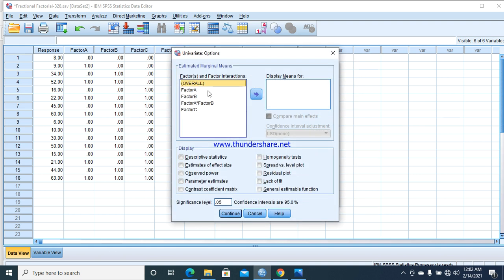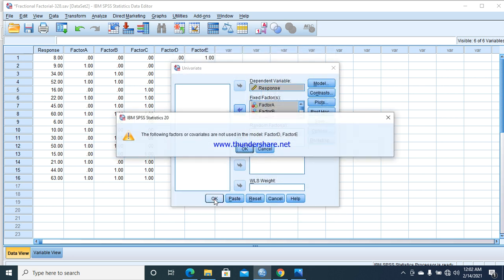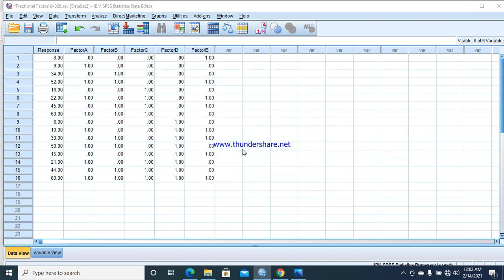Go towards Options, take all of these. Display means, descriptive statistics, then continue. And okay. It shows that we didn't take the values for factor D and factor E. It's okay that we want to compare results with the book only. That's why I didn't take them. If your experiment requires taking these values, you have to take them.